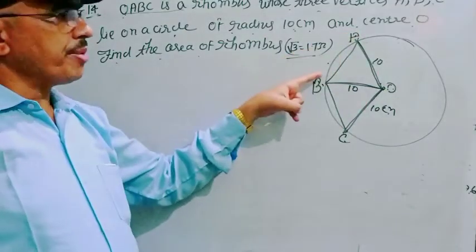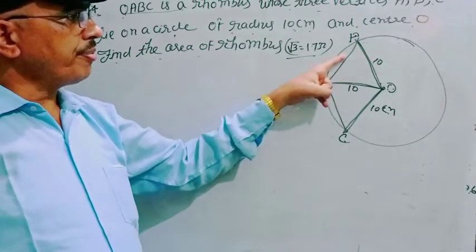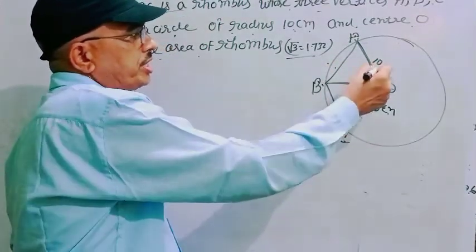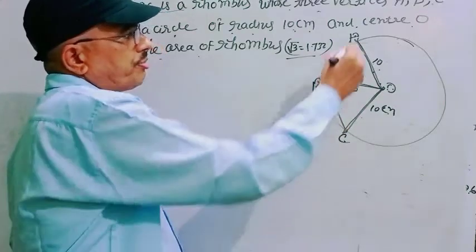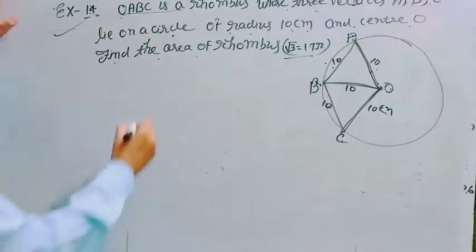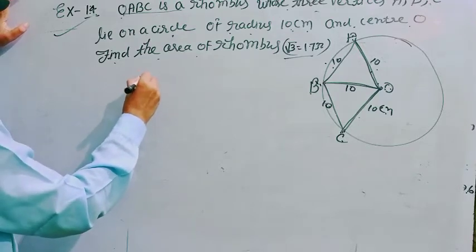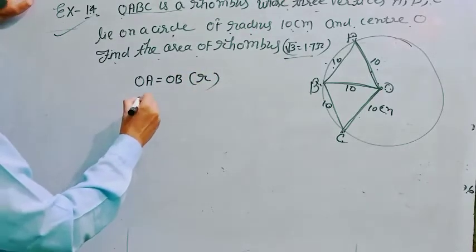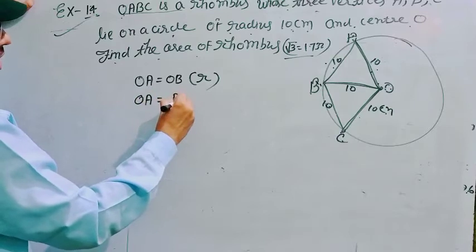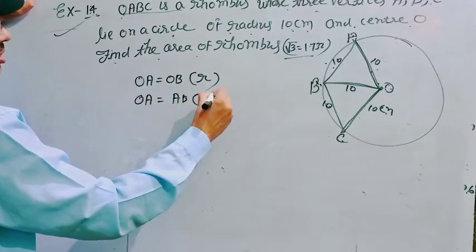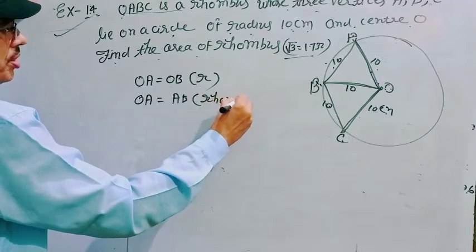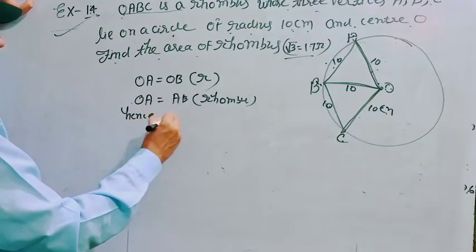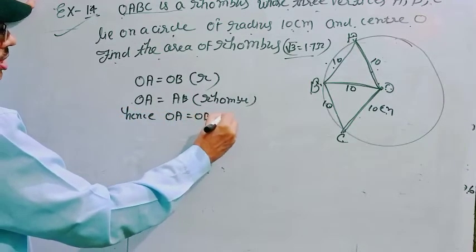So OA is equal to AB because the sides of a rhombus are equal. So OA is equal to AB is equal to BC is equal to OC. These are 10, that means it is also 10. So what type of triangle is this? We write here that OA is equal to OB due to radius, but OA is equal to AB due to rhombus, because the sides of a rhombus are equal. Hence, you can say that OA is equal to OB is equal to AB.